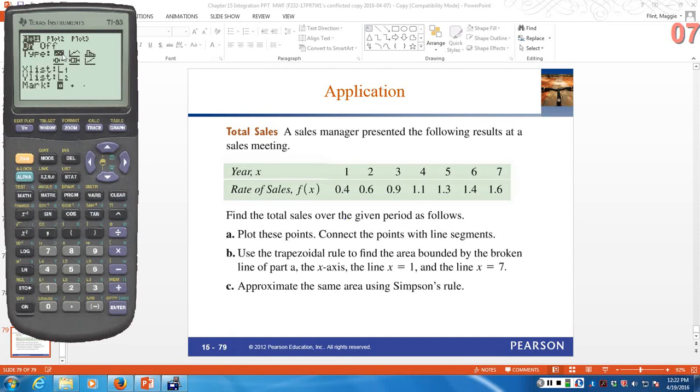The first one that's usually highlighted is the scatter plot. It's the very first one after type. So if that's not the one that you have highlighted, put your cursor on it and press enter. Then down arrow and tell it that your X values, which are your years, are in list 1, and your Y values, which are your rate of sales, are in list 2, and let it use the little boxes to mark those different points rather than a dot because it's easier to see those. So then we just hit graph, and we have something in the Y equals menu, so let me go get rid of that.